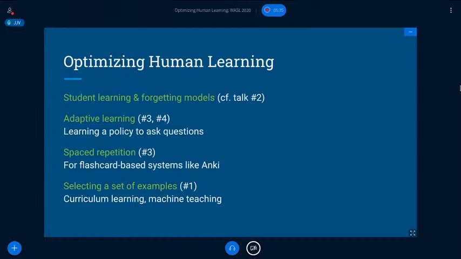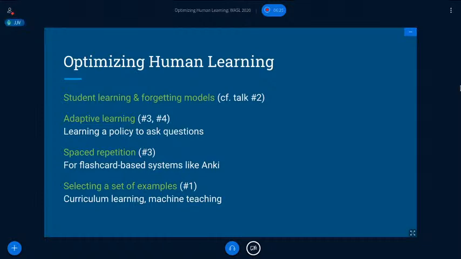When we have this kind of student models, we can do some adaptive learning. So we can learn a policy to ask questions to students. There we will have talks number 3 and 4 that will talk about it, from Jill-Jênn and Oscar Lin. This is also related to spaced repetition, when you have this kind of flashcard-based systems like Anki that you use in order to memorize some kanji, for example, or concepts, for which you also want to design some clever scheduling algorithm, so adaptive scheduling, that may require or not a student model.